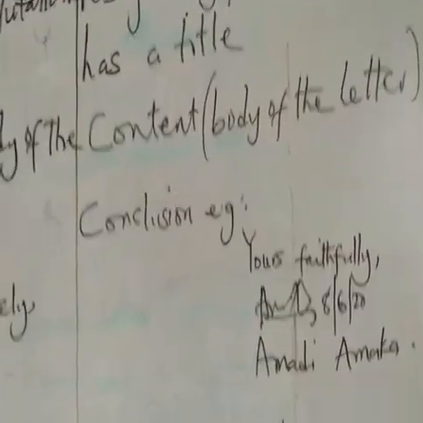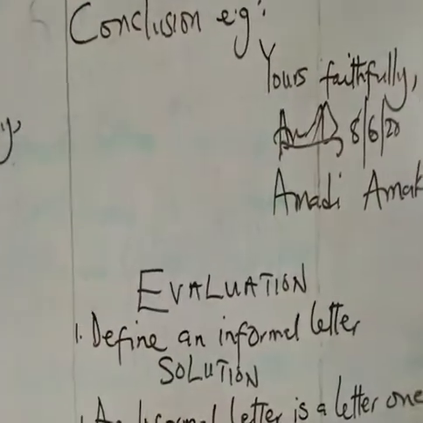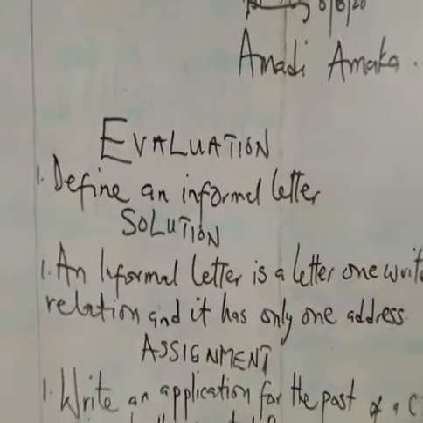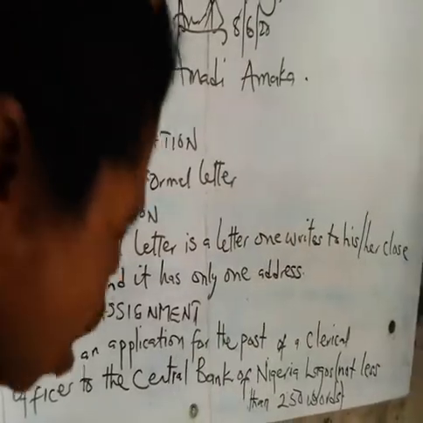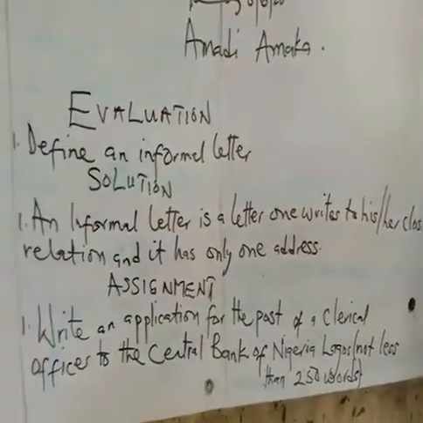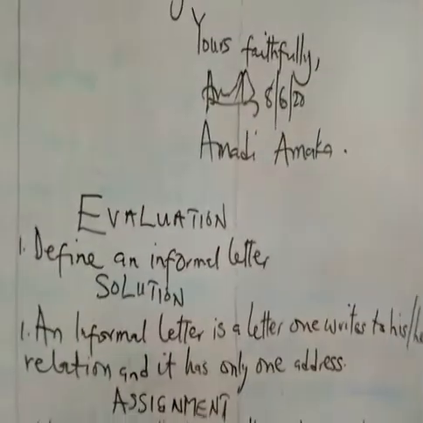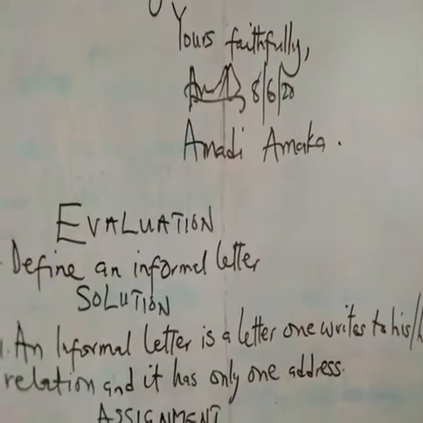Now, evaluation. Define informal letter. Solution here. An informal letter is a letter one writes to his or her close relative, and it has only one address. And it's very easy to write, more than the formal letters.